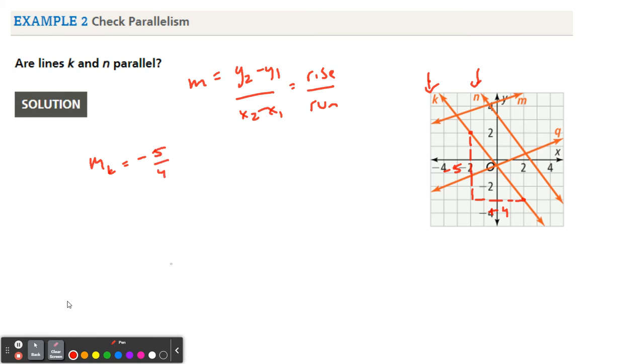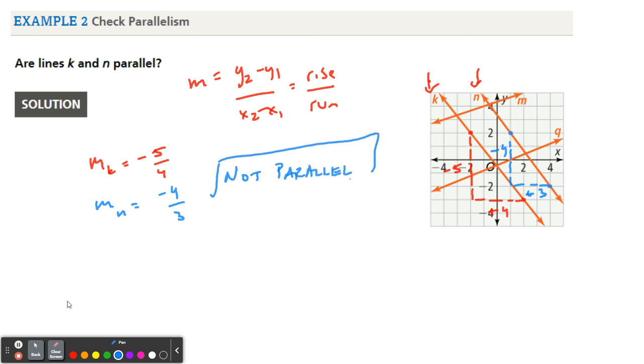So that's the slope of -5/4. And now I'll change colors, and I'm going to do the slope of line N. I see a nice point here, and maybe a nice point there. So let's count the slope. I go down 4 and right 3. So the slope of N is down 4 and right 3. Obviously, these two are not equal. So because they're not equal, these two lines are not parallel. They look pretty close, but they're not exactly parallel.